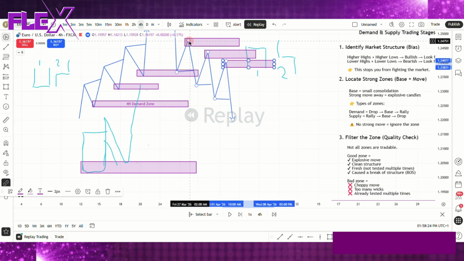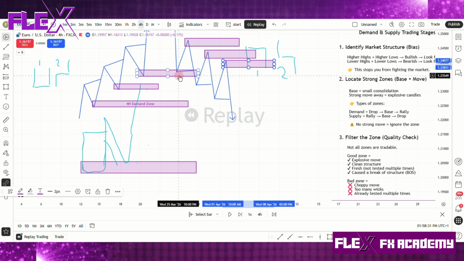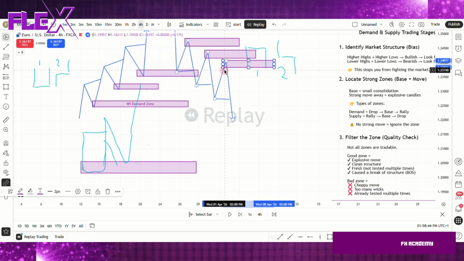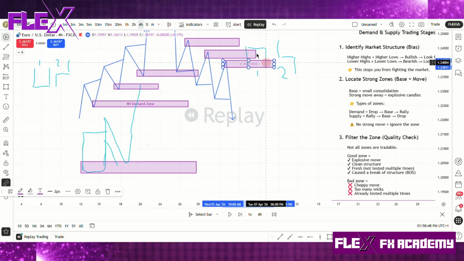Okay, so because the market has pushed down, broke structure, pushed down below the candle that formed this particular zone, it is now a valid zone for us to mark out. So once you have the break of structure, this becomes a valid zone. You understand? So that's how to mark a very good zone.